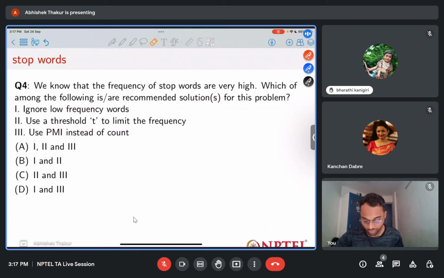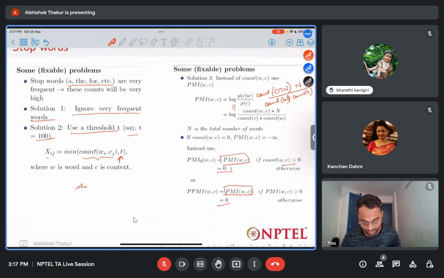So now moving on to the question. We know that the frequency of stop words is very high. Which among the following are recommended solutions for this problem? Option A, ignore low frequency words. This is wrong because we have to ignore the high frequency words. Option B, use a threshold T to limit the frequency. This is the correct option as we have already discussed. We have to ignore frequent words and use a threshold T.